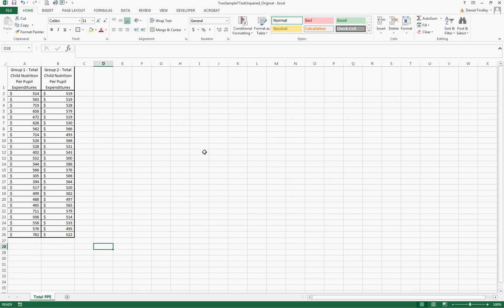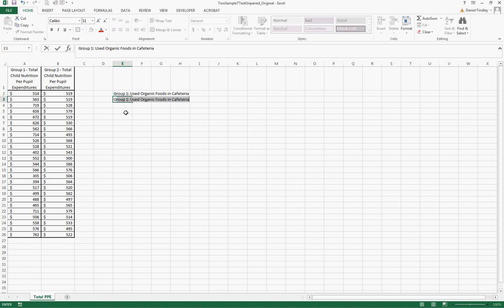In this example, we're going to look at an unpaired t-test. So we have these two groups of schools. We have 25 observations from each group. And for group one, we're going to make the assumption that they used organic foods in their cafeteria.